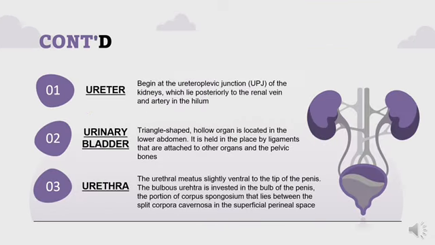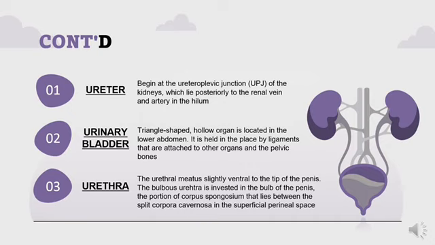Ureter. Beginning at the ureteropelvic junction (UPJ) of the kidney, which lies posteriorly to the renal vein and entering in the hilum. Urinary bladder. A triangle-shaped hollow organ located in the lower abdomen. It is held in place by ligaments that are attached to other organs and the pelvic bones.